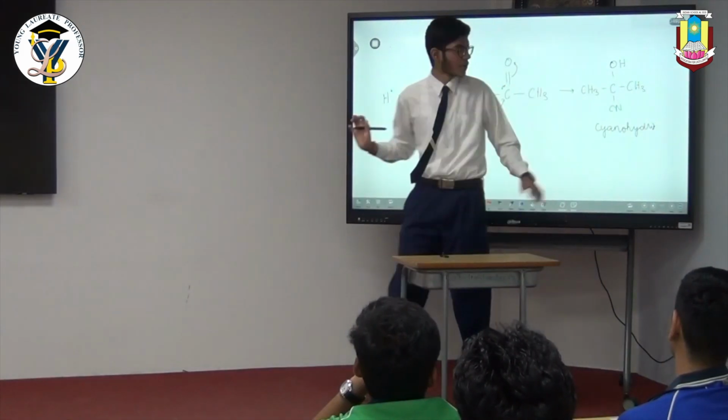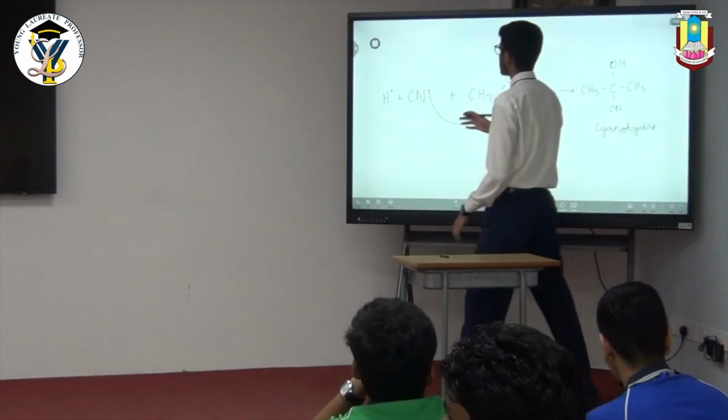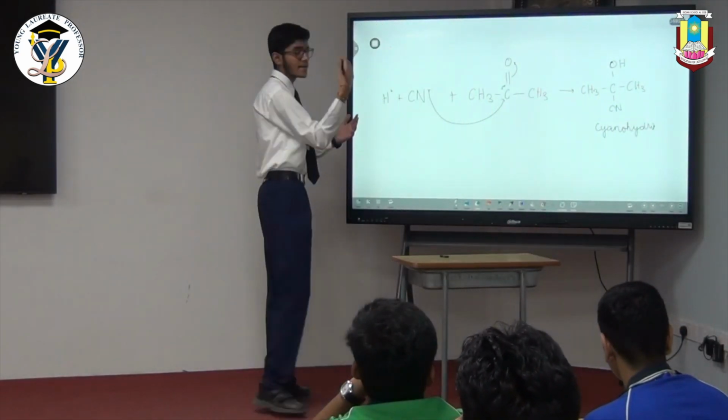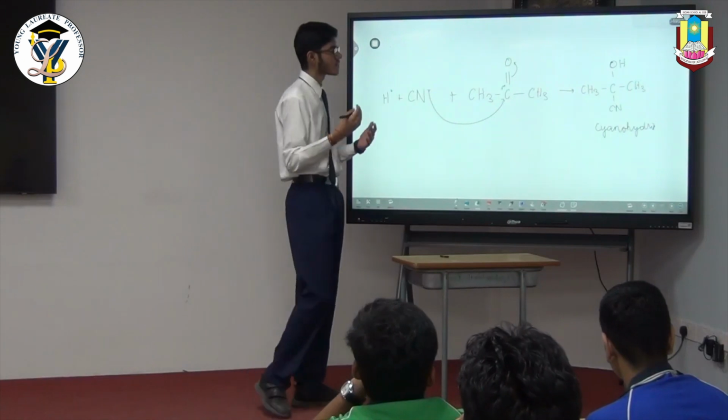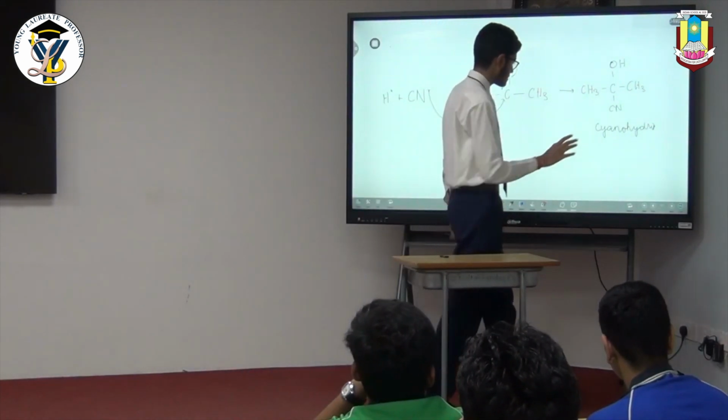This H plus will attach over here, to this minus charge, and it will form OH. So this is a cyanohydrin. This is what is formed actually. Simple procedure, the nucleophile attacks the electrophile, the weakest bond breaks. This is what is basically happening in all addition reactions.